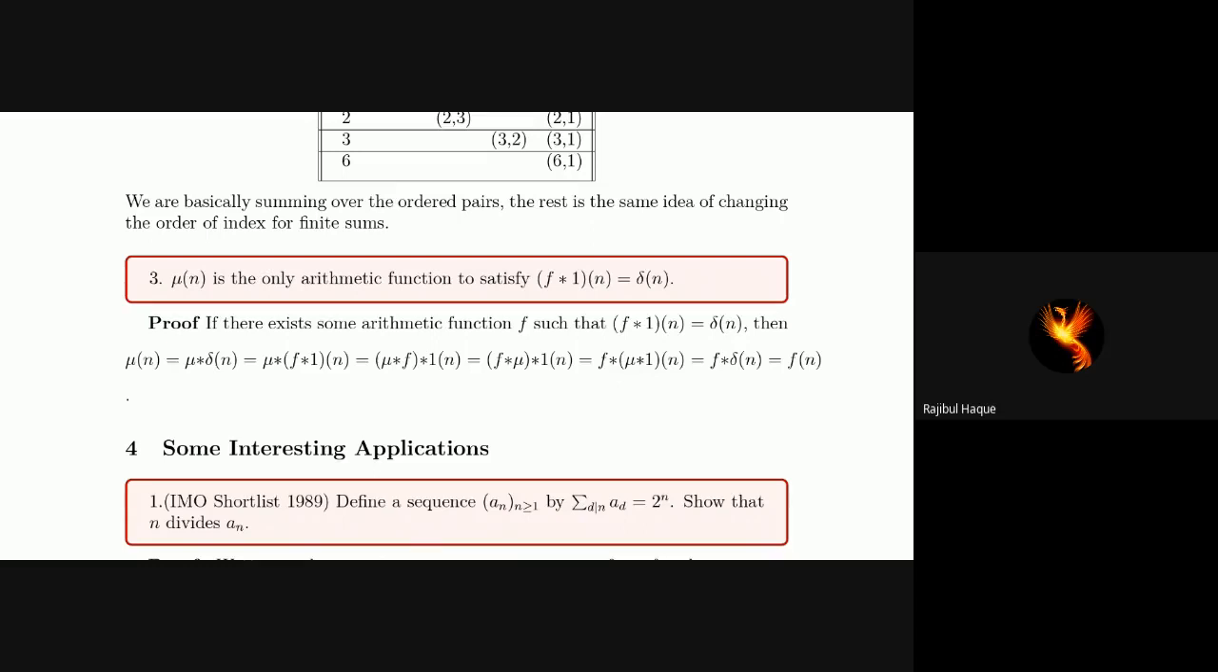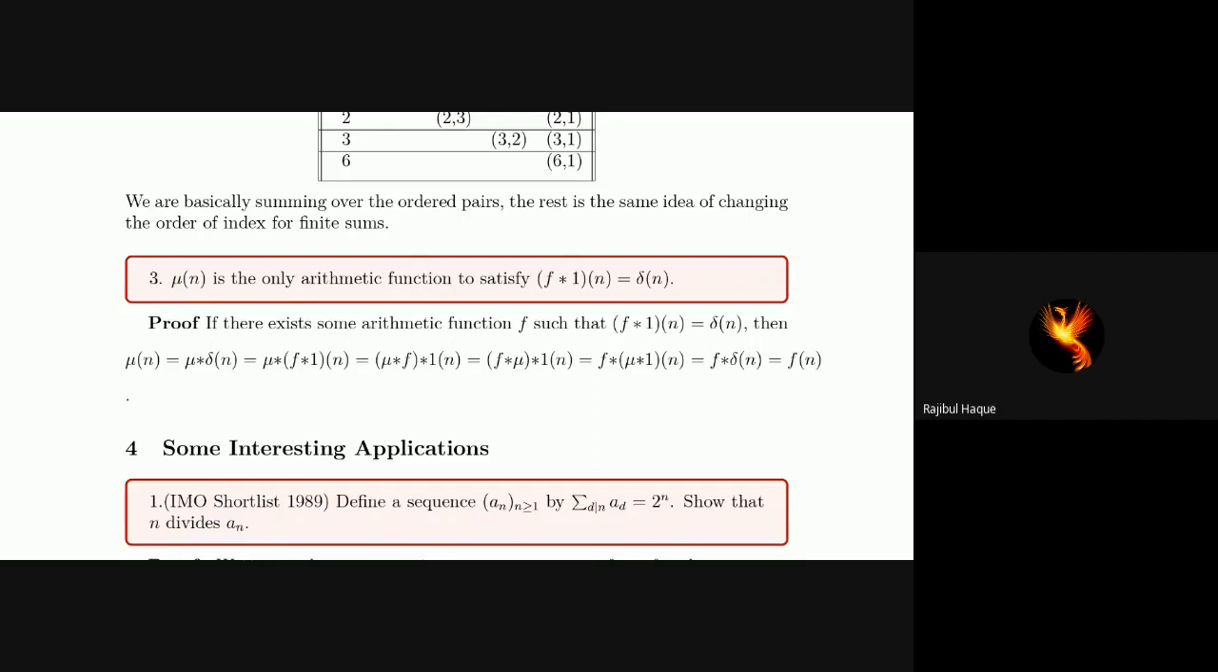To prove that, as we usually do in solving this kind of problems, let us assume that except the Mobius function, there exists another function f which satisfies this relation. Now we can write the Mobius function mu n as mu Dirichlet product of delta, as delta is the identity, and then we can replace delta by f Dirichlet product of 1, as we have considered there exists a function f which is not the Mobius function which satisfies that criteria.